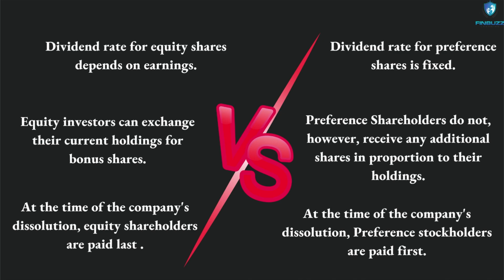Now, moving on to the next difference, which is bonus shares. Equity shareholders may obtain bonus shares in exchange for their current holdings. However, preference shareholders do not receive any bonus shares in relation to their holdings. Now, coming to the next difference, which is capital repayment. At the time of winding up of the company, the equity shareholders get paid last, while preference shareholders are paid before the equity shareholders because they have been given priority over equity shares.